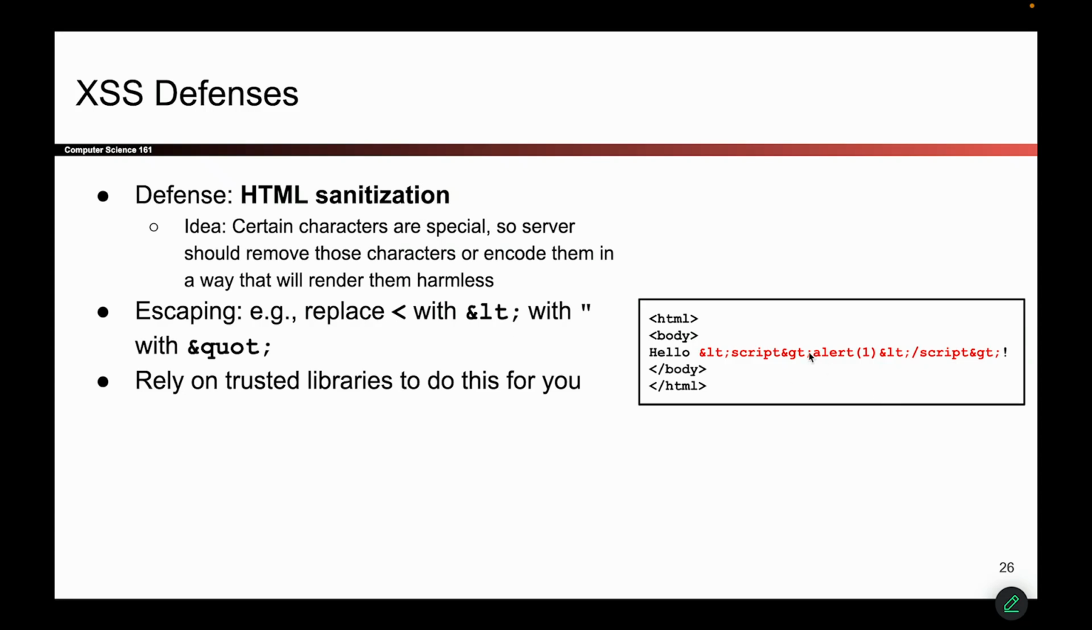So one thing your code can do is look for all the less than characters and replace them with this. Look for all the quotes and replace them with this special character, and do that for all of the user's input. And now, when the user inputs that script, it actually ends up looking like this. And this is not HTML. It's not JavaScript. It's just plain text with some escaped characters.